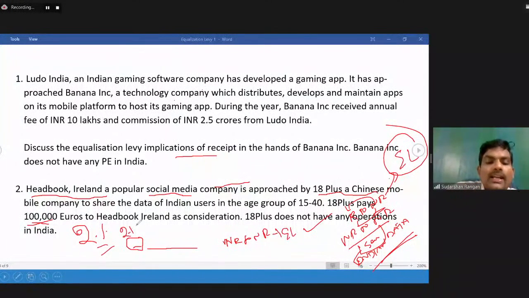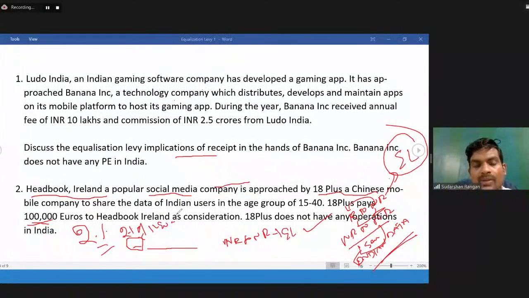2% Headbook Ireland has to pay on 1 lakh euros. To convert INR, they have to come to India. I mean, they have to pay this money to India. India will say equalization levy is applicable because you are an e-commerce operator, non-resident, because you own a platform and you sell services. Provision of services is done.